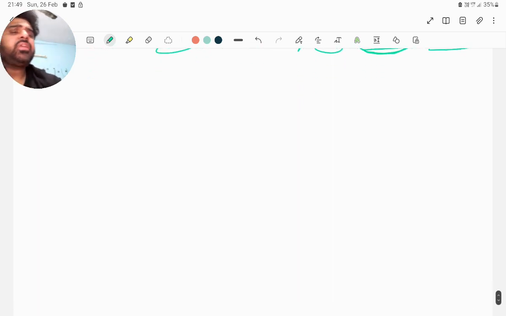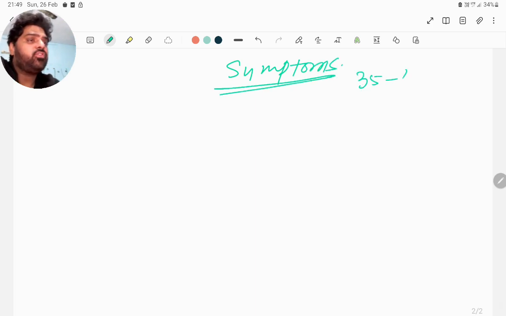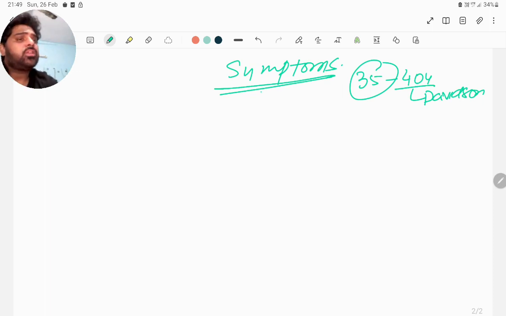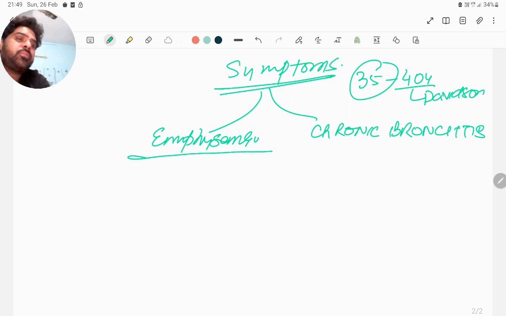Now, coming to the symptoms. Generally you see COPD after 35 to 40 years of age. Davidson says after 40 years of age, but most of the books say after 35 years. There are two different types of spectrum. A person in the emphysema group will have a different set of symptoms, and the second person, in the chronic bronchitis group, will have different ones. These emphysema people are called pink puffers.